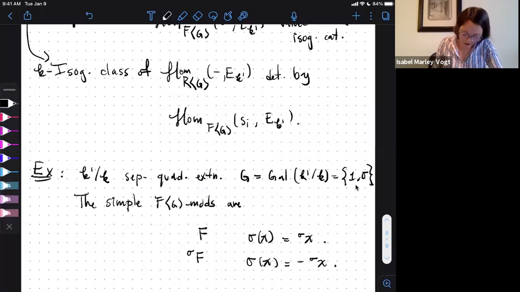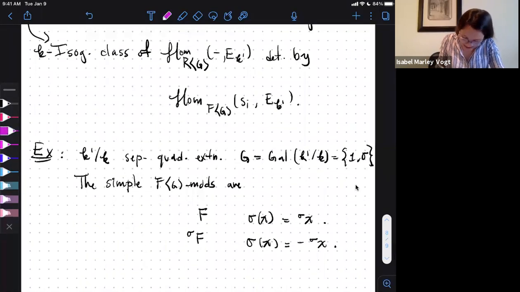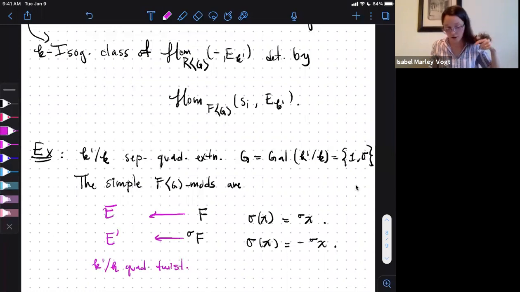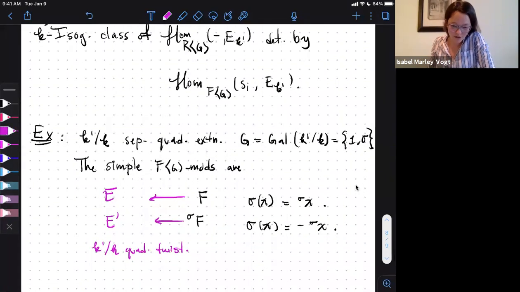So these are the two simple modules, and I think you can probably guess what these correspond to. This F itself corresponds to E, and this twisted version corresponds to the quadratic twist, K prime over K, quadratic twist. So in particular, quadratic twists are always in the image of this functor, no matter what. They're always accessible by modules.